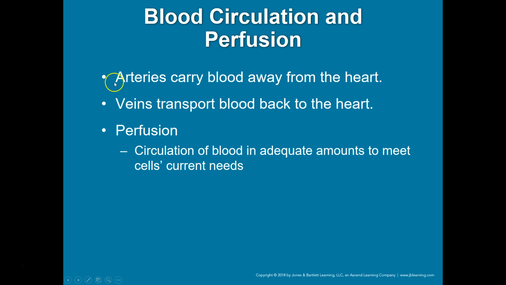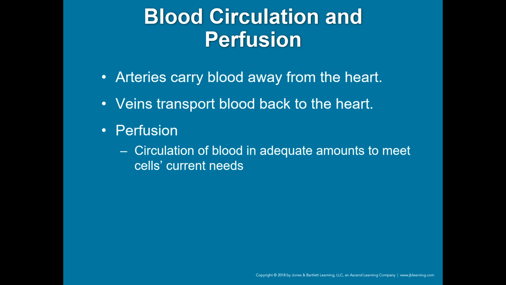Okay, so arteries are away, A and A. Arteries take blood away. Veins transport blood back to the heart. The only time this is going to be different is our pulmonary artery and pulmonary vein. They're just backwards. We remember that from A&P. So perfusion. Pretty easy, simple definition for a very important, very deep concept.